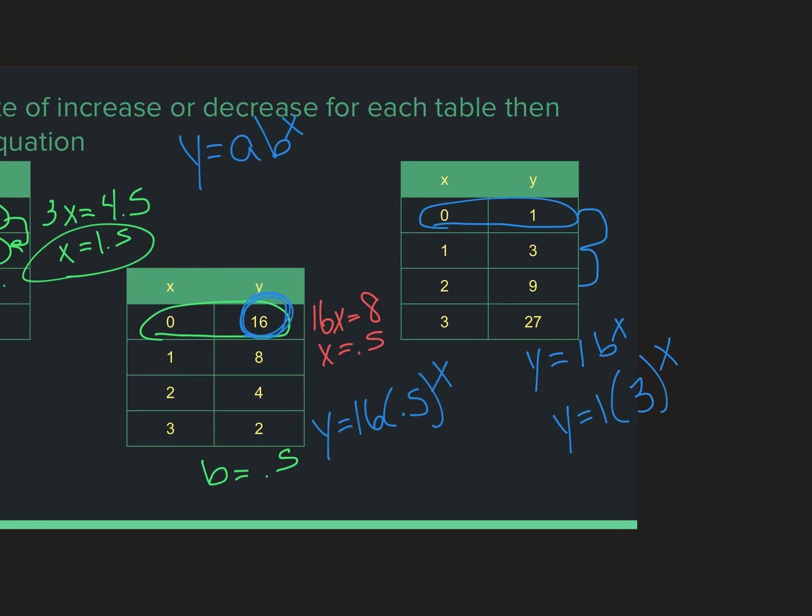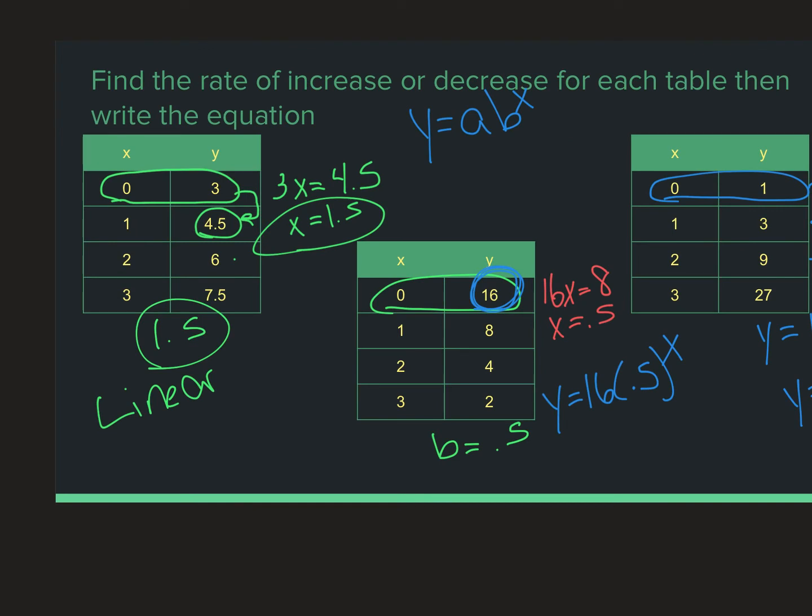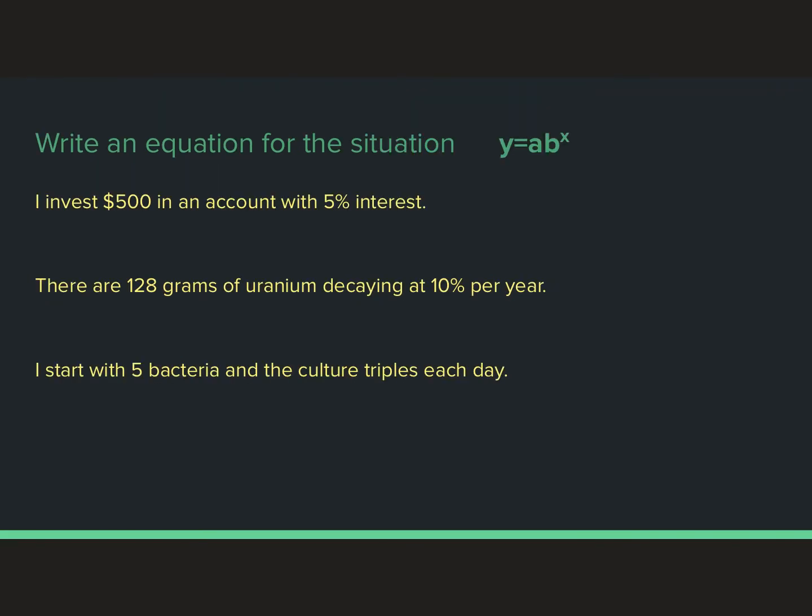So there's our equations. If we wanted to go back and write an equation for the linear one, our starting point was 3. So this is just y equals 1.5x plus 3. Remember that. Okay, so now let's talk about writing an equation for a situation. Remember that a is our starting point and b is our rate of increase or decrease.